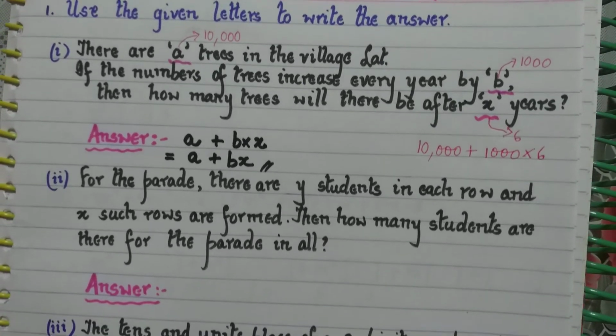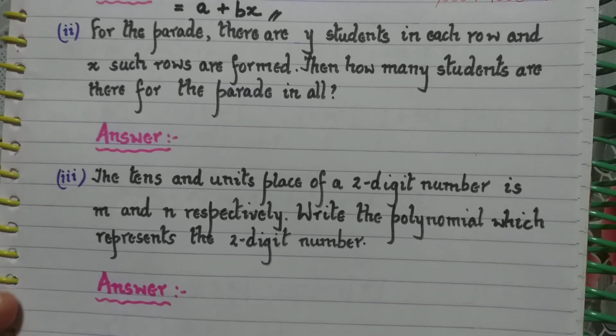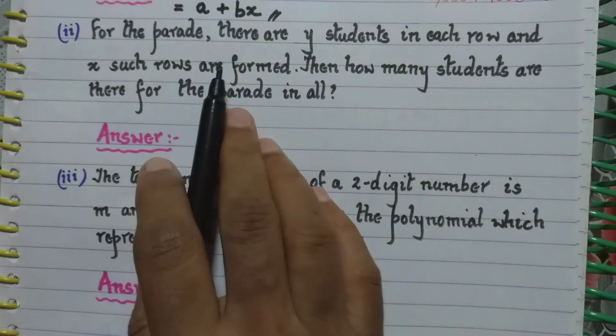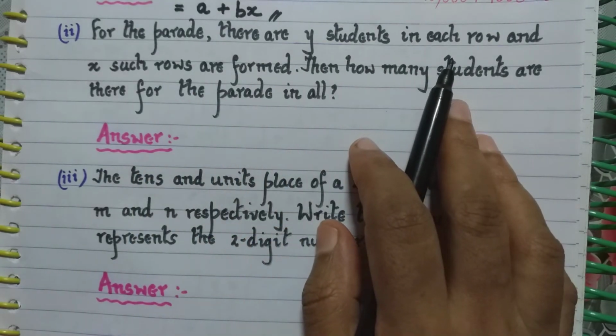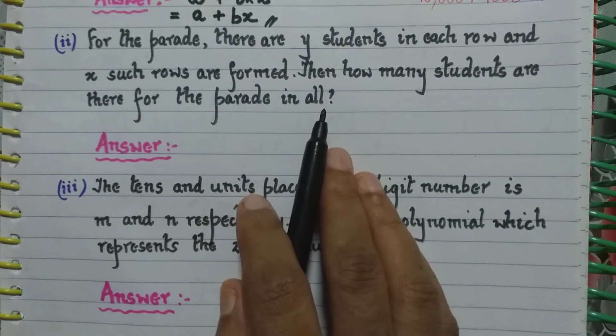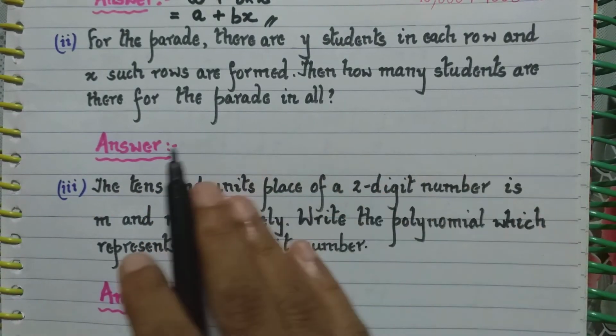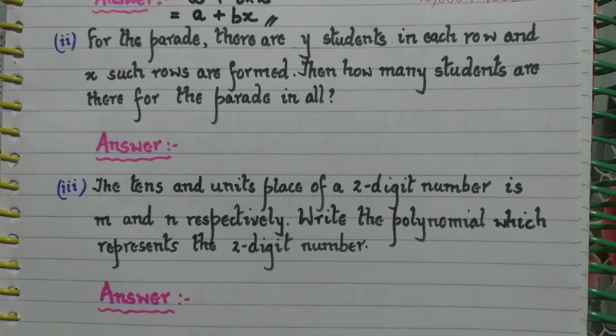Now let us go to the second question. What have they said in the second question? For the parade, there are Y students in each row and X such rows are formed. Then, how many students are there for the parade in all?